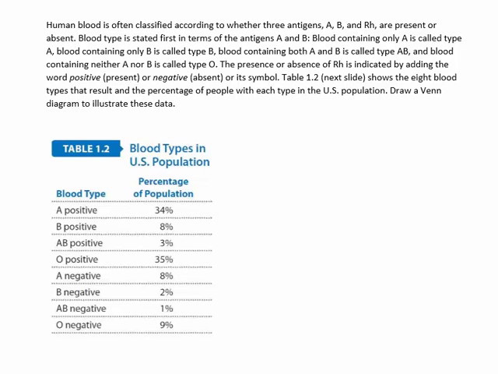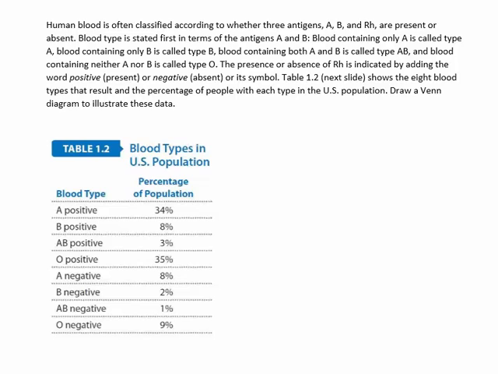Blood type is stated first in terms of antigens A and B. Blood containing only A is type A. Blood containing only type B is type B. Blood containing both A and B is called type AB. And blood containing neither A nor B is called type O. The presence or absence of RH is indicated by adding the word positive or negative in the symbol. So the data below represents 8 different blood types, and we're going to draw a Venn diagram describing this.